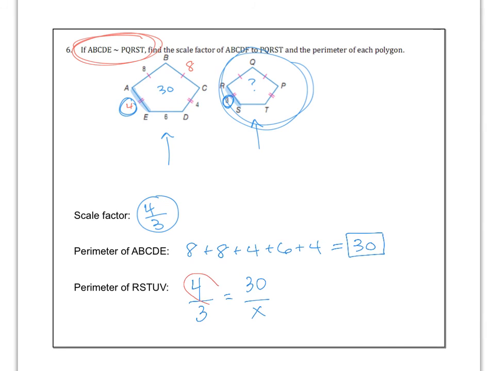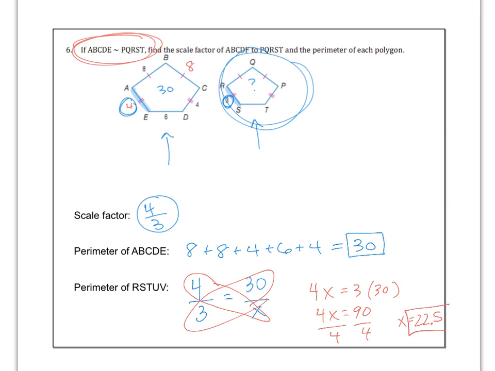So cross multiply. 4 times x is 4x. 30 times 3 is 90. So you have 4x equals 90. Divide by 4. And I think you get x equals 22.5. So 22.5 would be your other perimeter.